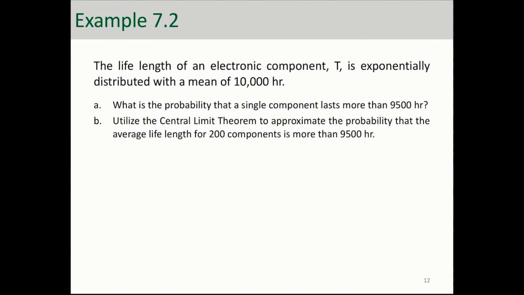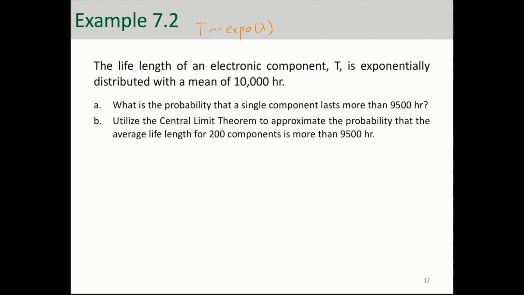In this video, we're going to take a look at one example in which the underlying distribution of a random variable is not normal. In fact, it's exponential. Let's read it. It says the life length of an electronic component, and that is a t because it's a random variable, we call it t, is exponentially distributed with a mean of 10,000 hours. So t is a random variable that is not normal. In fact, it follows an exponential distribution with parameter lambda.